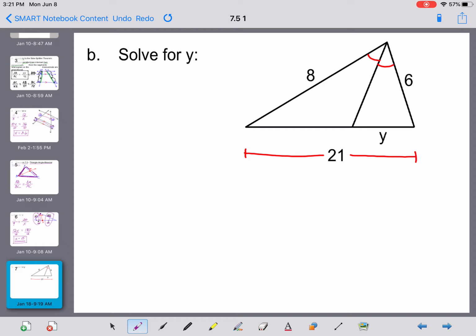And I wanted to do one more with you guys. This is another angle bisector theorem, but it's presented just a little bit differently, and you will see some problems like this showing up on your homework from here to there.